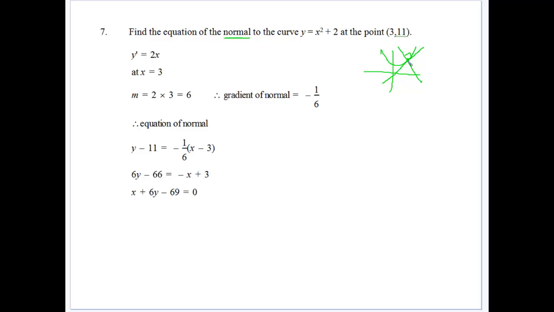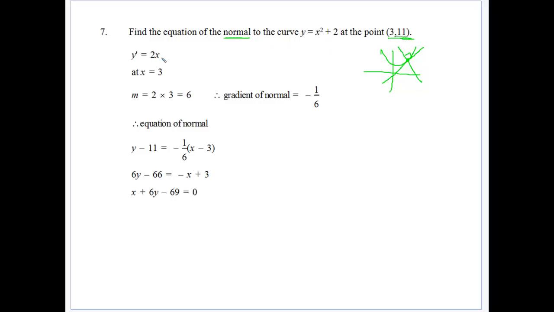Okay, so if we weren't sure about what a normal is, that's what it is. We get a tangent, and the normal is perpendicular to the tangent through the same point, so a 90-degree angle. So how do we find the equation of the normal? Well, it's a straight line. We've got our point, we need our gradient.